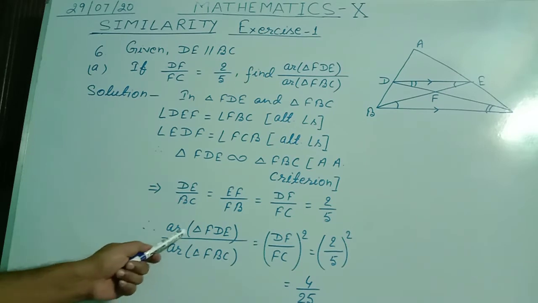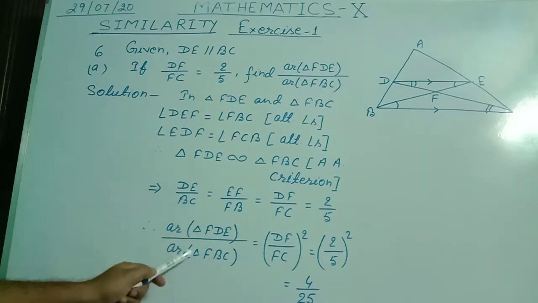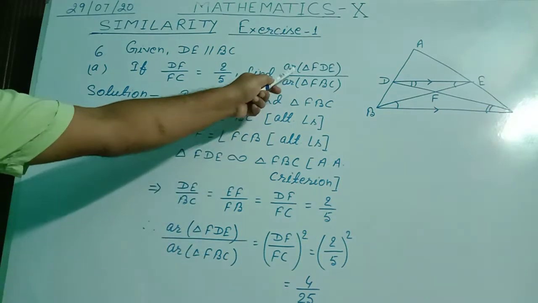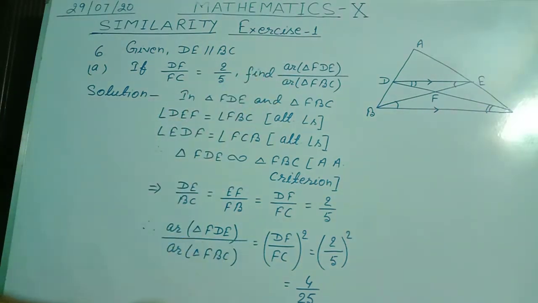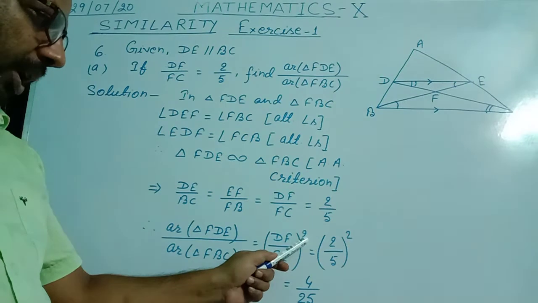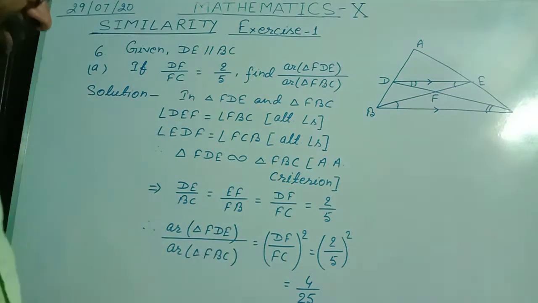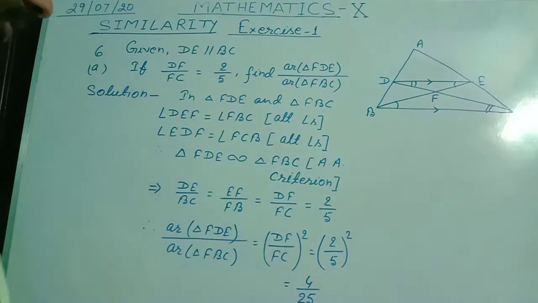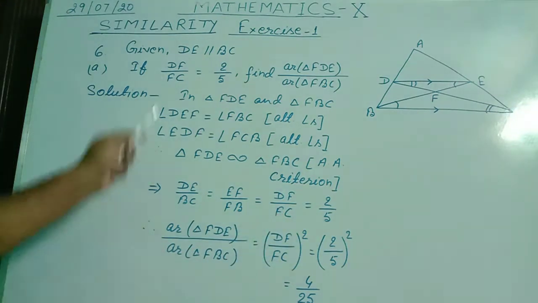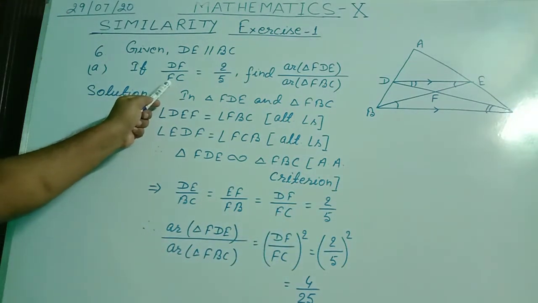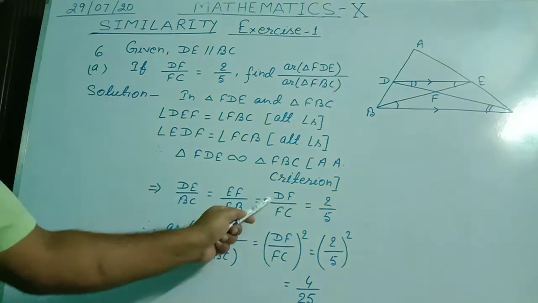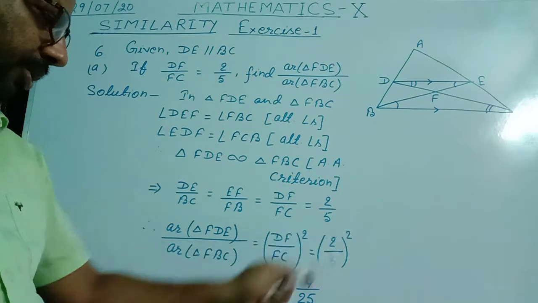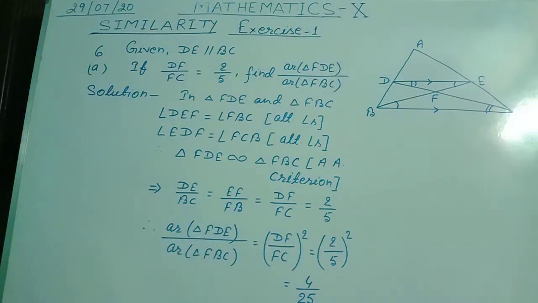And then the ratio of areas of two similar triangles, that is area of triangle FDE by area of triangle FBC, which is asked in the question, is equal to the square of the ratio of their corresponding sides. Any one we can write from here because all these are equal to 2 by 5. So for more clarification, I took the ratio given in the question, DF by FC, that is equal to 2 by 5. DF by FC whole square equals 2 by 5 whole square equals 4 by 25. This became the answer.